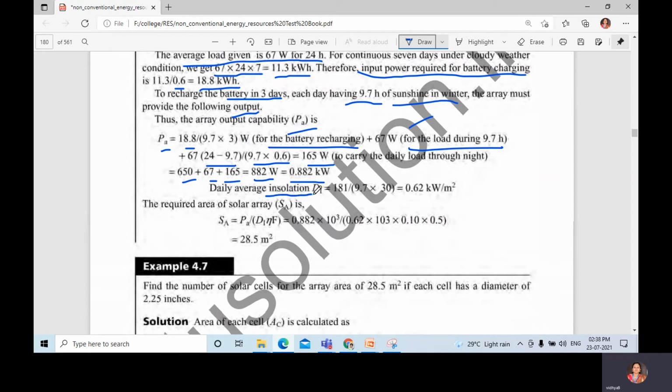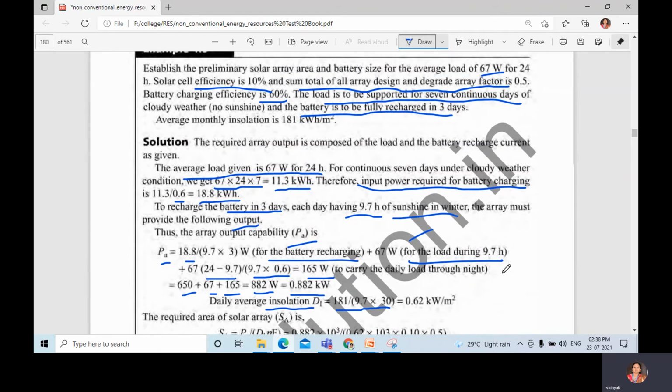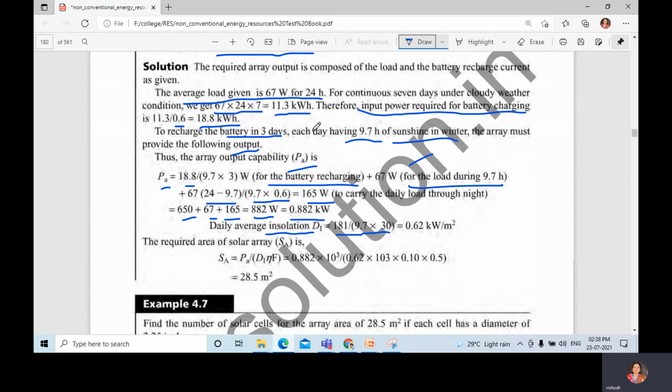Daily average insolation D1 is equal to 181 divided by 9.7 into 30, you'll get 0.62 kilowatt per meter square. They have given that the average monthly insolation is 181 kilowatt hour per meter square.